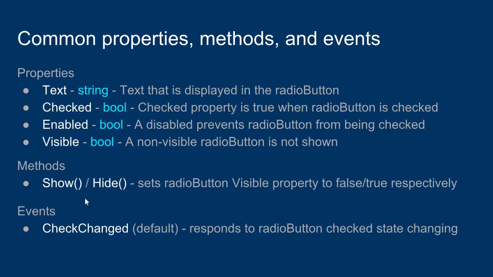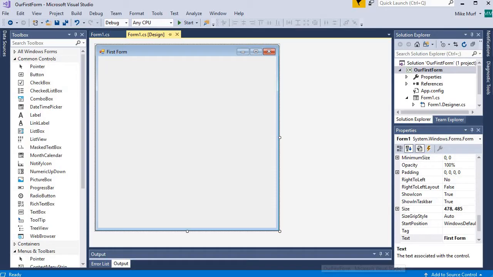Some helpful methods that might be used with the radio button are the show and hide methods, which set the visible property to true and false. And the default event for the radio button, similarly to the checkbox, is the CheckedChanged event. When the radio button's state changes from either selected to not selected or from not selected to selected, the CheckedChanged event will trigger, and we will see how we can use that. All right, let's look at some examples.